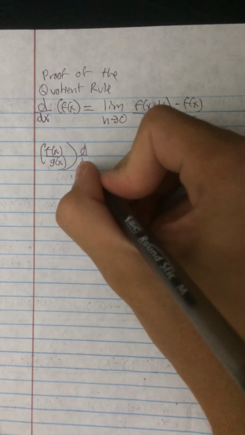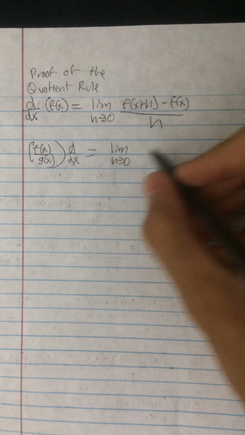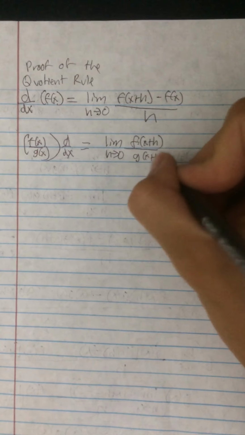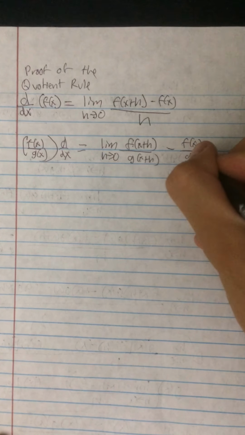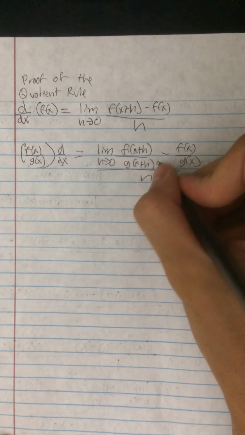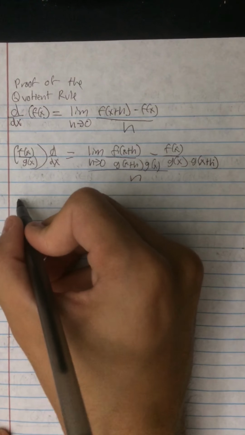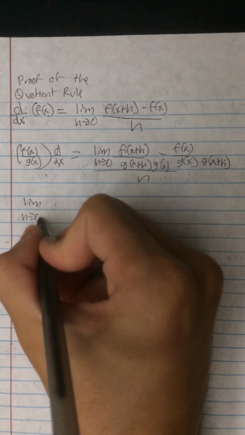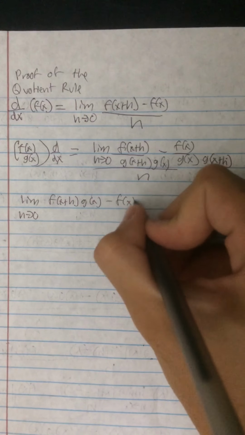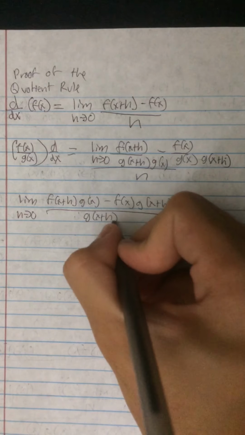to find the derivative of that, you plug it into the equation and you get the limit as h approaches 0, f of x plus h over g of x plus h minus f of x over g of x, all over h. So you combine like terms and you multiply by g of x and you multiply by g of x plus h, and you get the limit as h approaches 0, f of x plus h times g of x minus f of x times g of x plus h over g of x plus h times g of x.